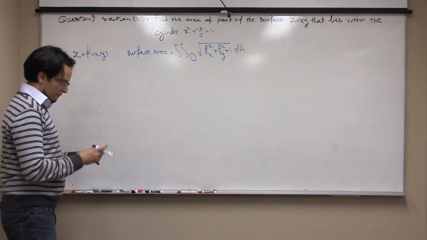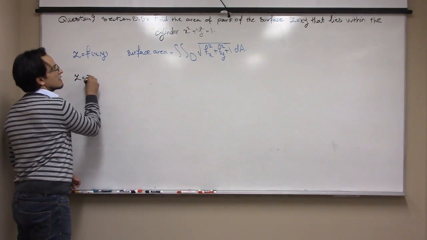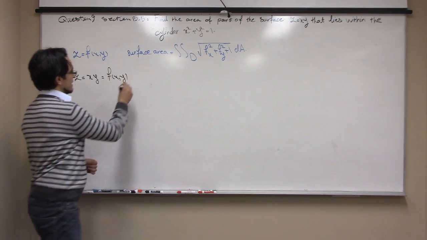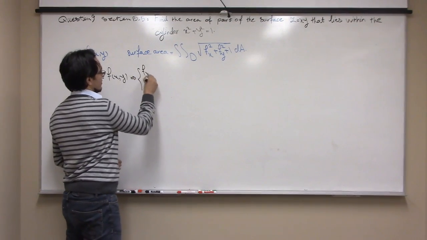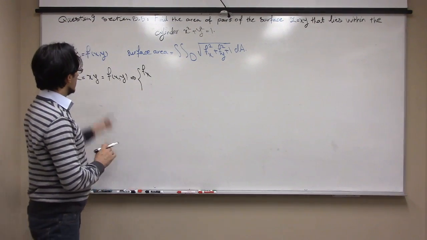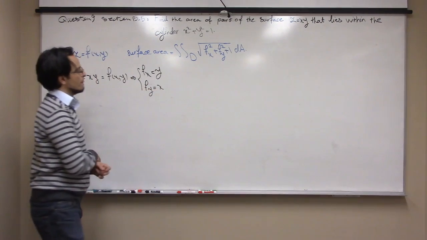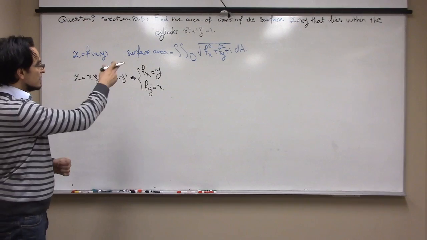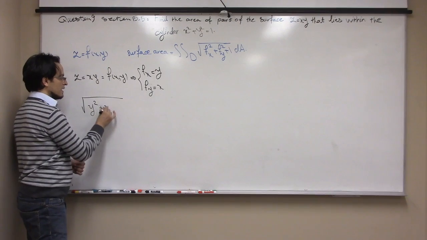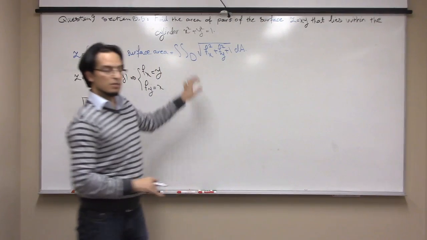For this specific example question, my function is xy, so f of x, y is given by this. Then that means my partial derivative of my function with respect to x is y, and with respect to y is x. And then the integrand that we are going to use is the square root of y squared plus x squared plus 1. So that's my integrand. Now let's do the region.